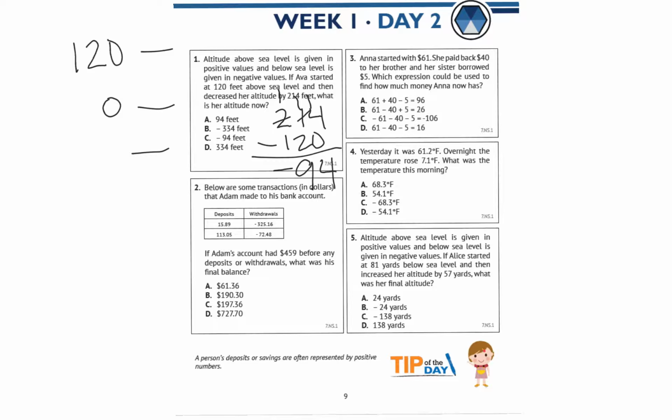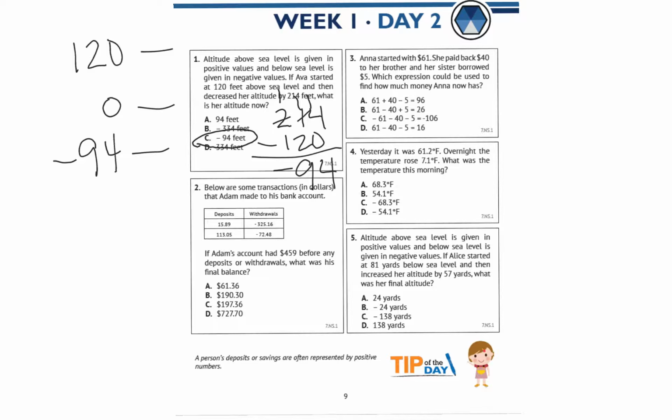So let's mark it on our number line. So she ends up with negative 94 feet. So the answer is C. Ava's altitude is now negative 94 feet.